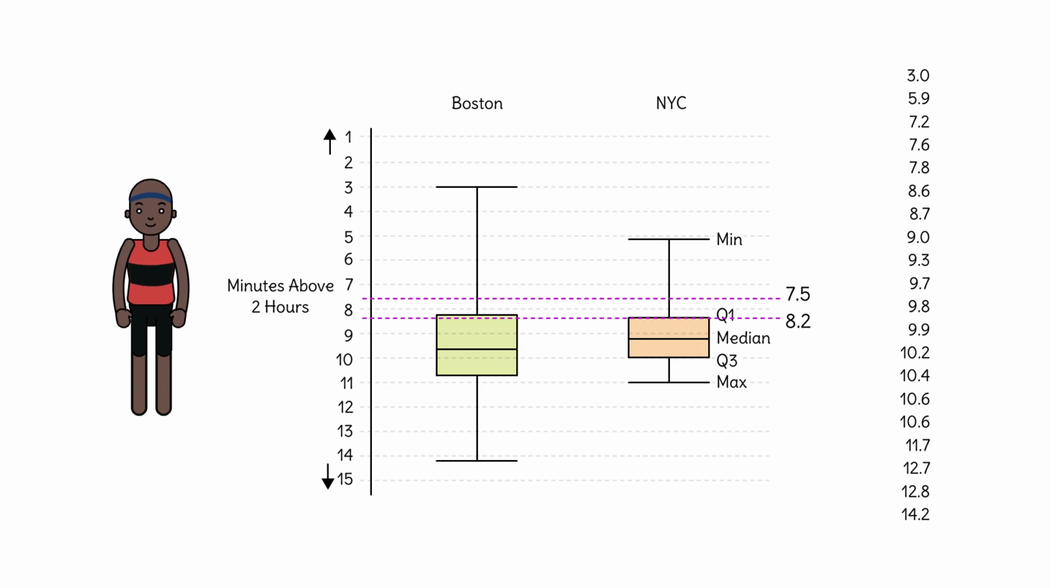Remember, a box and whisker plot is a great way to visualize 5 major components of a data set: the min, the max, the median, the first quartile, and the third quartile. Box and whisker plots are also great for comparing data. Math students and elite marathoners can use box and whisker plots to understand data and be their best.